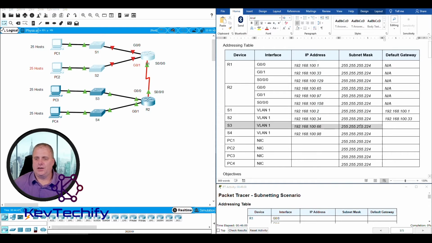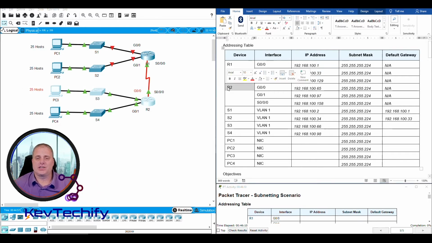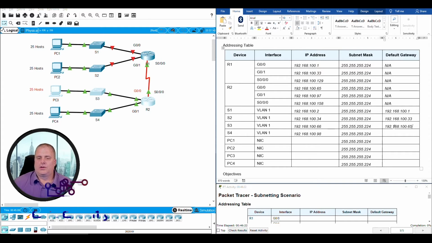Switch 3 default gateway. Here, this is the network switch 3 is on. It's on R2, now we're looking at the gig 00 interface. Come to our addressing table. Here's R2, the gig 00 interface. This is the IP address, 192.168.100.65. That is our default gateway for the third network.